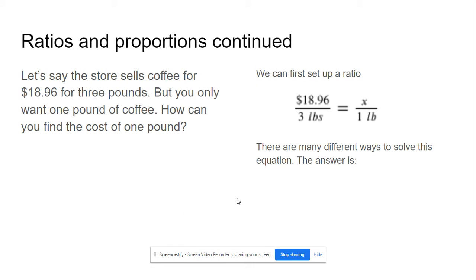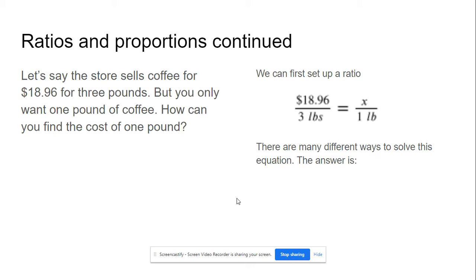Let's look at another example of ratios and proportions. Let's say the store sells coffee for $18.96 for 3 pounds, but you only want 1 pound of coffee. How can you find the cost of 1 pound? Well, first you can set up a ratio, 18.96 over 3 pounds equals x over 1 pound. And there are lots of different ways to solve this. One way is to say, how do you get from 3 to 1?